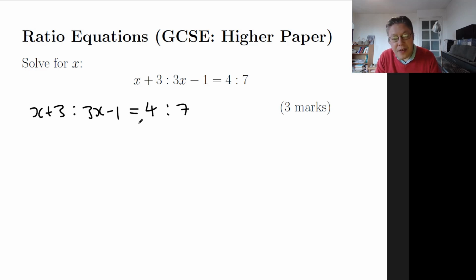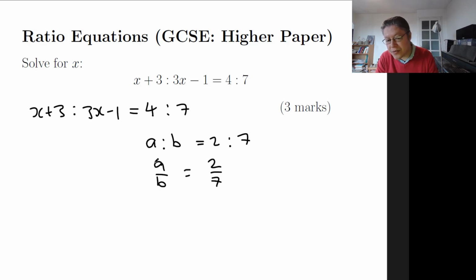And the method for this is that if we were given, for example, a ratio, let's suppose we had a to b and we were told that that was, say, 2 to 7. So that's a ratio, and we can always convert this into an equation as follows. You simply do a over b equals 2 over 7, and this allows us to now solve for a and b, and we're going to do exactly the same thing for this.